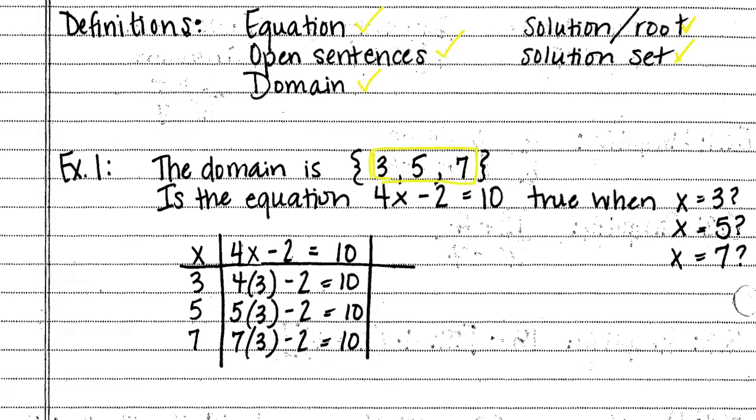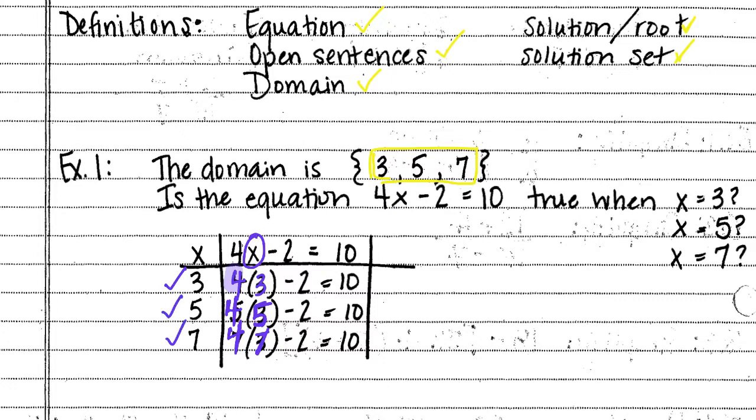So if this is the domain, notice for x, this one I actually did wrong. So let me rewrite this. I'm going to get a different color. Notice for x, we still have this 4 put in here. We're going to start with 3, and then we have 4. We're going to put in a 5 for the x, and 4, and we're going to put in a 7 for the x. So notice right here, I'm just replacing the x with a 3, 5, and 7.